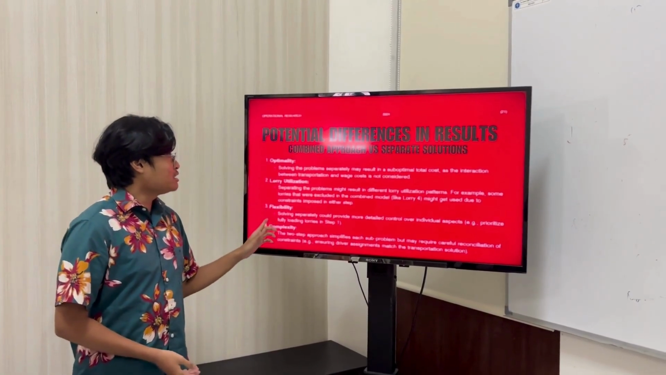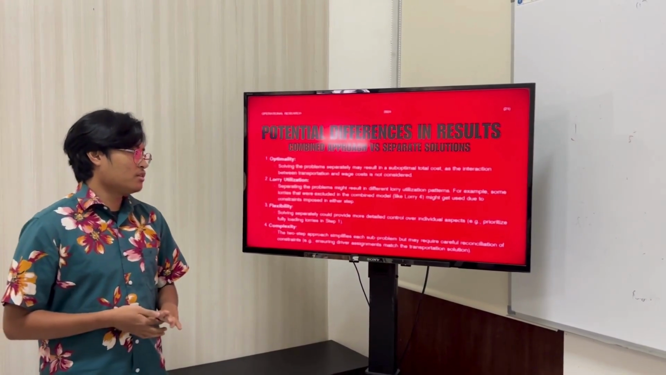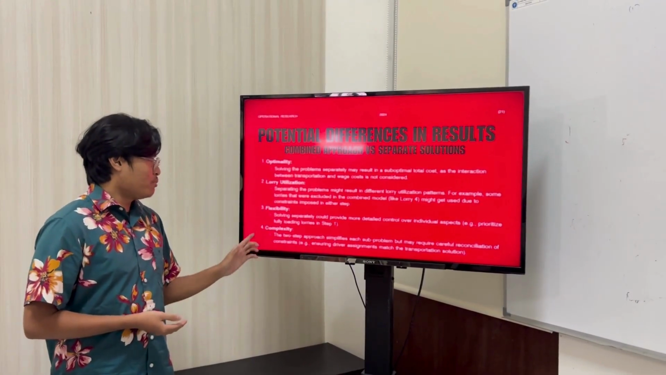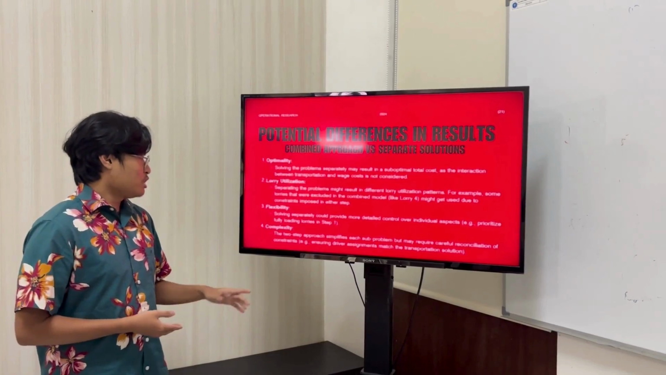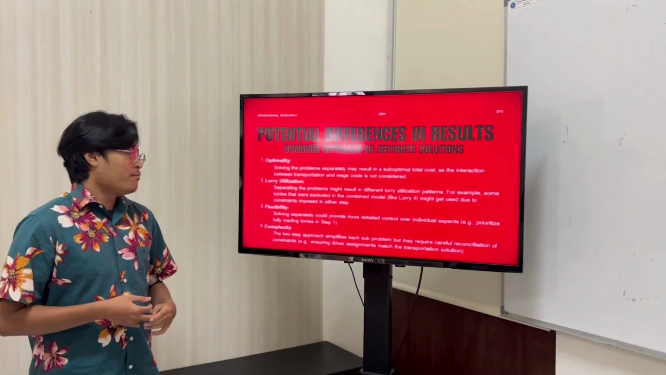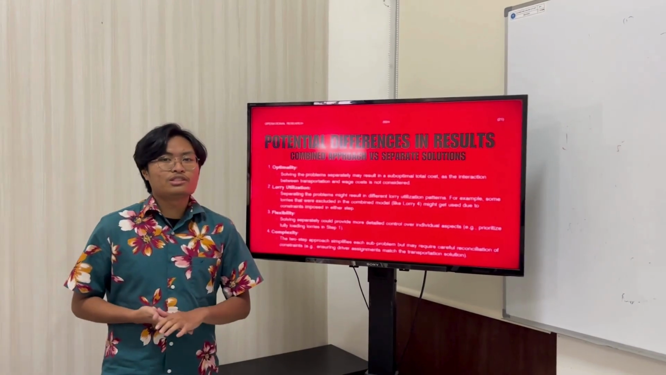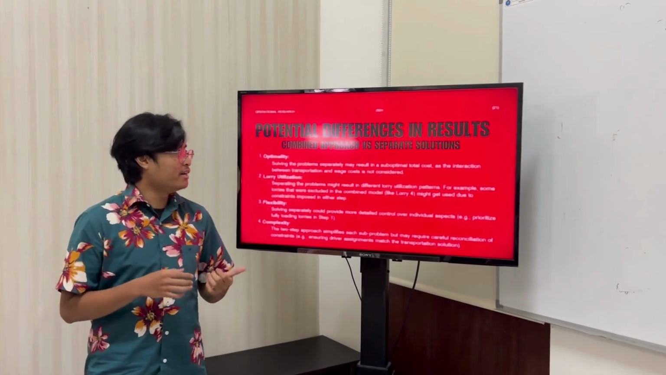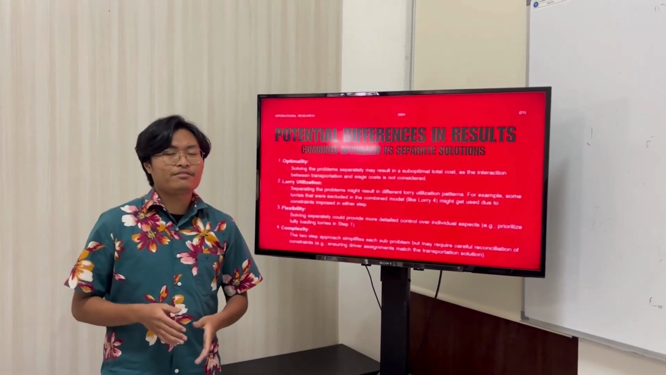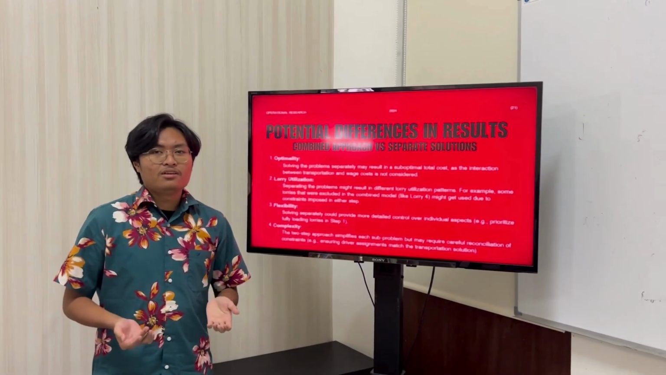And the third potential difference is the flexibility. Solving separately could provide more detailed control over individual aspects. And the last is the complexity. The two-step approach or the separate solution simplifies each sub-problem but may require careful reconciliation of constraints. So in conclusion, each approach has its own pros and cons, so we can use it accordingly to our needs.